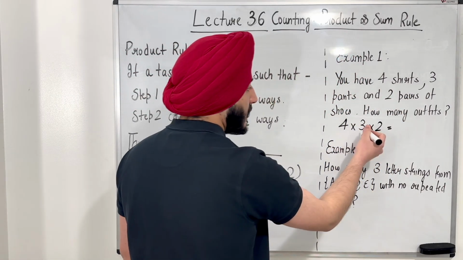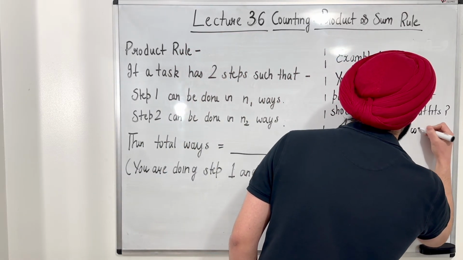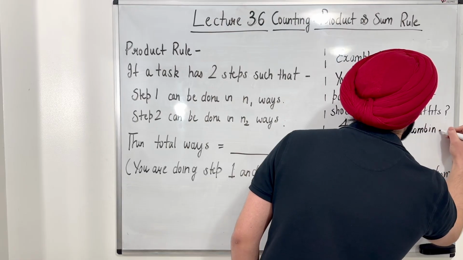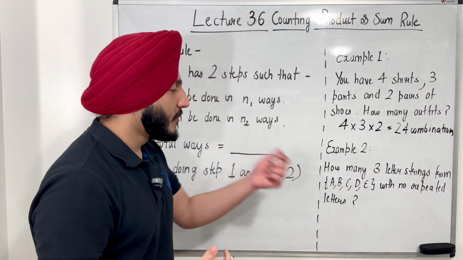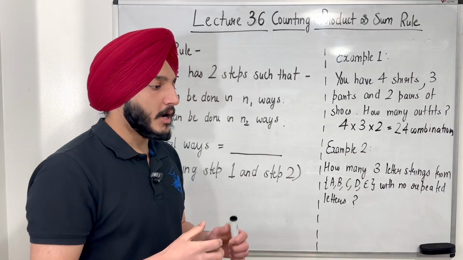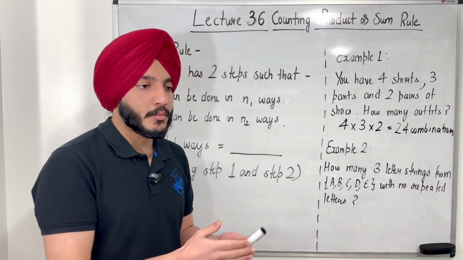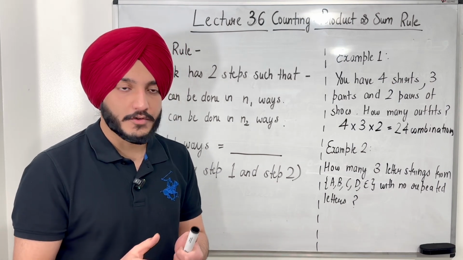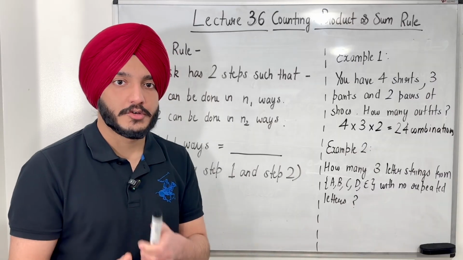So this gives me 4 threes to 12, 12 to the 24 combinations. Okay, so let me just try to explain it one more time. I'm saying I have 4 shirts, 3 pants, and 2 pairs of shoes. I can pair the first shirt with the second pair of pants and the second pair of shoes, or I can maybe pair the first shirt with the first pair of pants and the first pair of shoes.